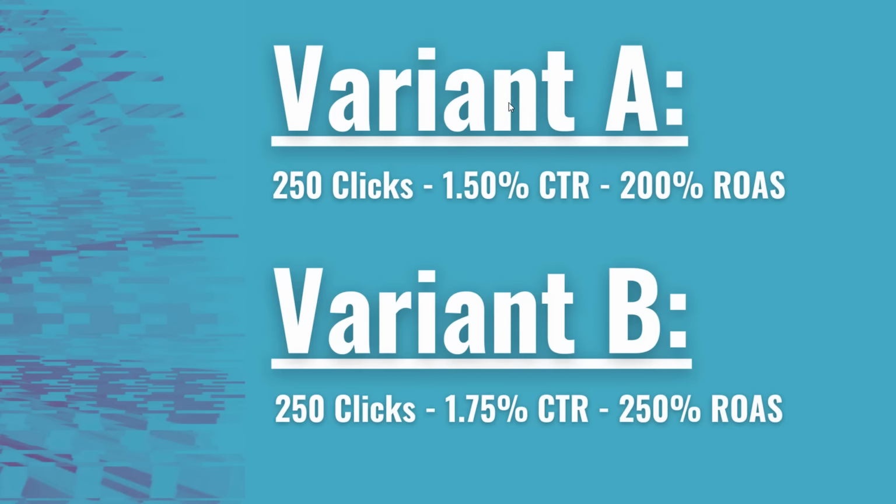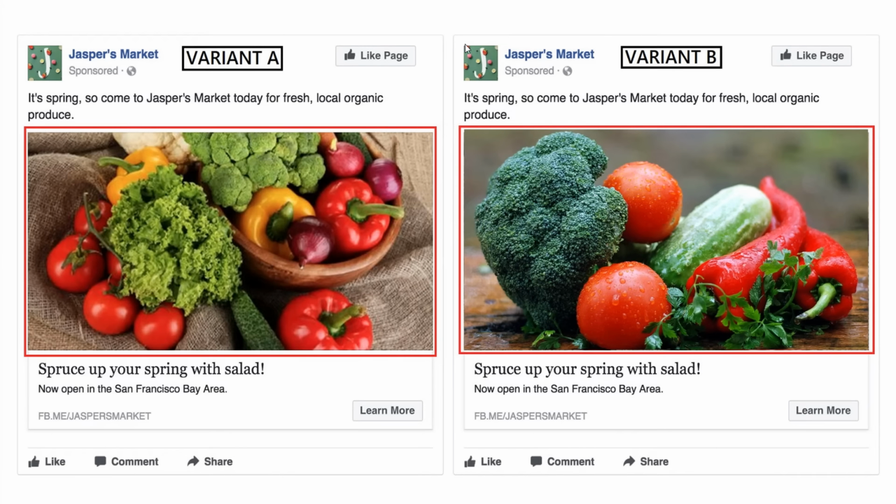Now these are just made up statistics, but just to get an idea of how you would look at which variant is performing better, let's say variant A drives 250 clicks, you end up with a 1.5% click-through rate and a 200% return on ad spend. Now variant B, let's say you also run 250 clicks, you have a 1.75% click-through rate and a 250% return on ad spend. So in this case, variant B would be the better performing advertisement, and you'd want to move forward with using this ad image more often.